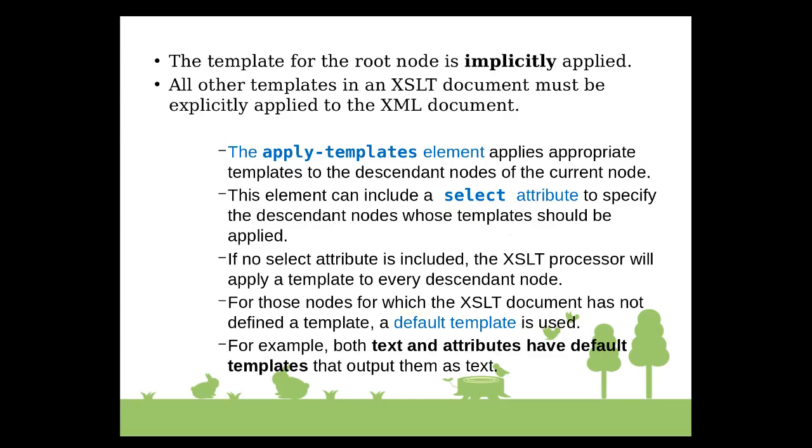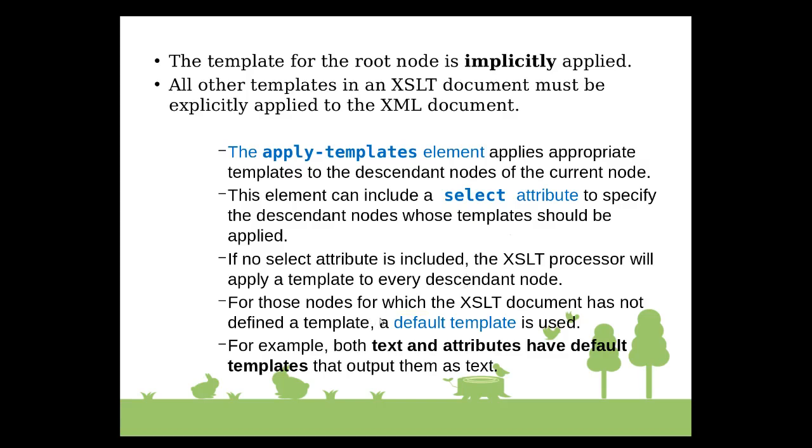But for all other templates in the XSLT document, we have to explicitly apply those templates to form the output. So for that, an element is used. That element name is apply-templates. This applies appropriate templates to the descendant nodes of the current node. And this element has an attribute named select to specify the descendant nodes whose templates should be applied. If no select attribute is included, then the XSLT processor will apply the template to every descendant node.